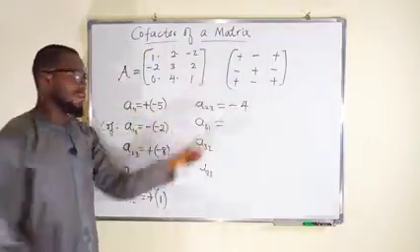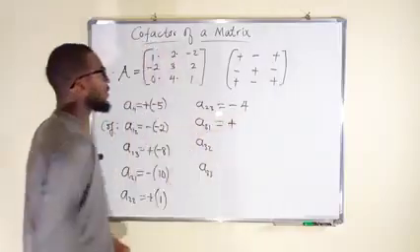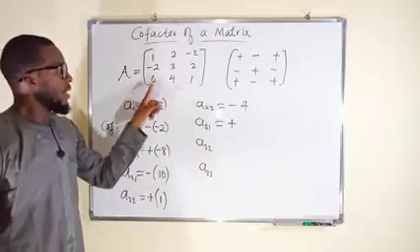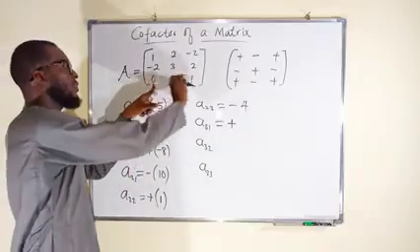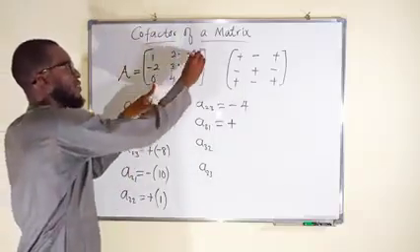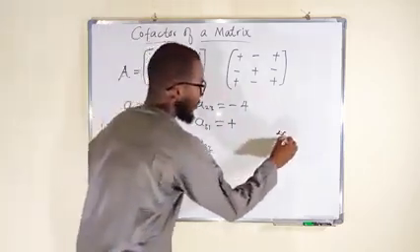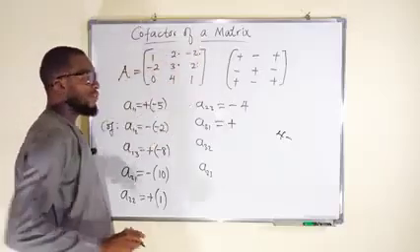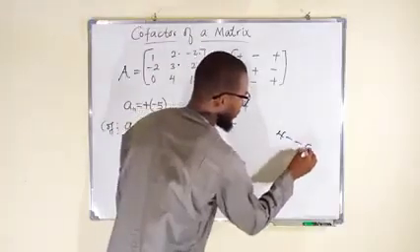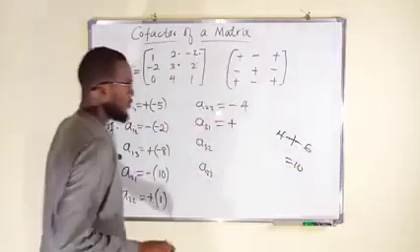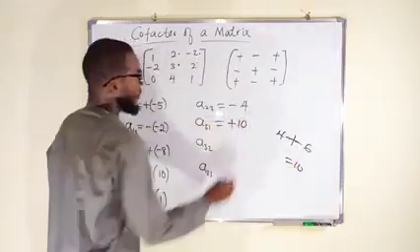A31 is positive. You can see it here. So we have positive. A31, you close this, you close that. This is what we have left. You find their determinant. 2 times 2 is 4. Minus 3 times negative 2 is negative 6. We have negative 6. Negative, negative, positive. This is equal to 10. So what we have here is 10.